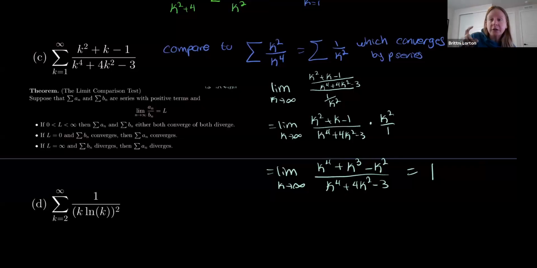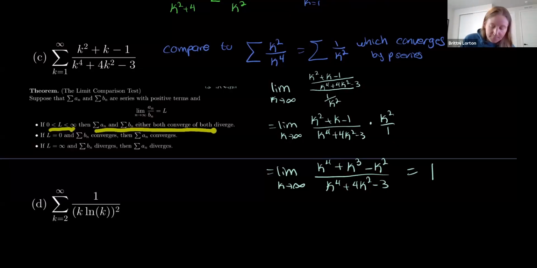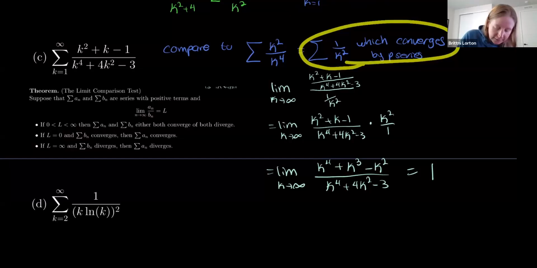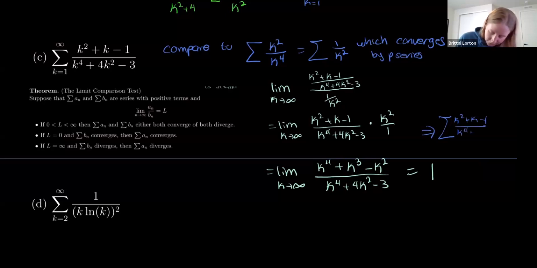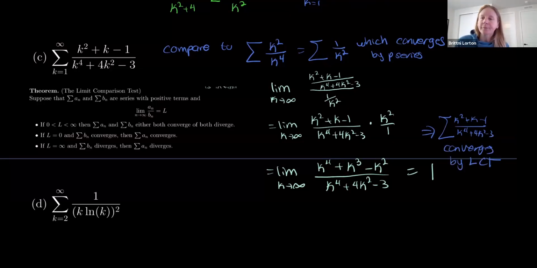So then I have to decide which of those 3 bullet points in my limit comparison test I got. Did I get somewhere between 0 and infinity? I did. If that's the case, then they both have the same property: they either both converge or both diverge. In this case, I was comparing it to something that converges. Therefore, my sum of (k squared plus k minus 1) over (k to the fourth plus 4k squared minus 3) converges by the limit comparison test. Ta-da!